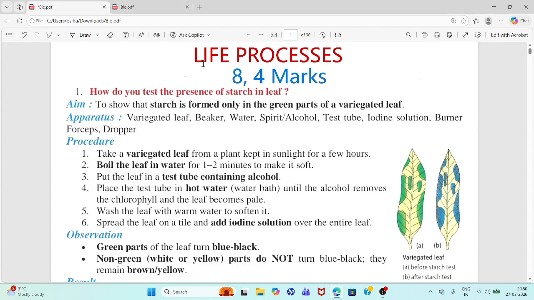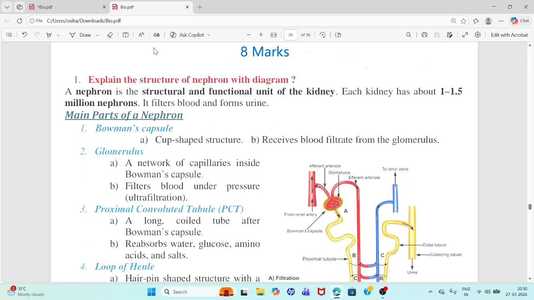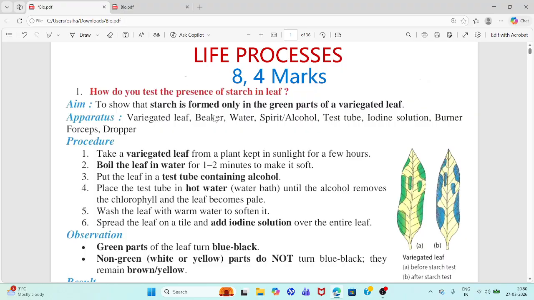Biology lesson, life processes. We are going to learn 8 mark questions, 4 mark questions, 2 mark questions, and 1 mark questions. So, this video will be one short video. So, let's start. First question: how do you test the presence of starch in a leaf?